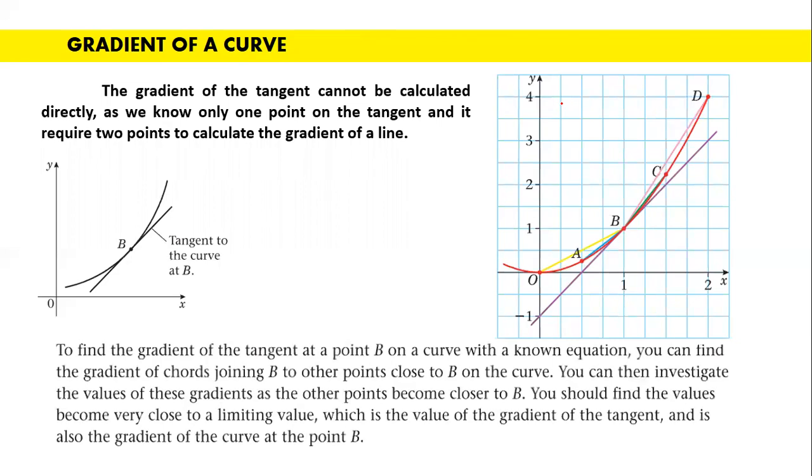Therefore, to find the gradient of the tangent at a point B on a curve, as shown in this diagram, with a known equation, you can find the gradient of chords joining B to other points close to B on the curve. You can then investigate the values of these gradients as the other points become closer to B. You should find the values become very close to a limiting value, which is the value of the gradient of the tangent and is also the gradient of the curve at the point B.